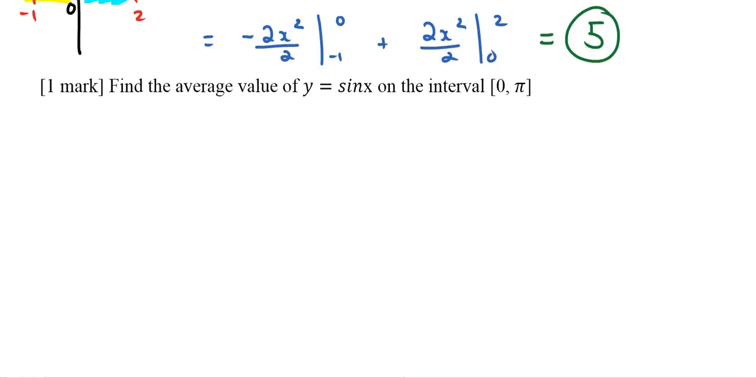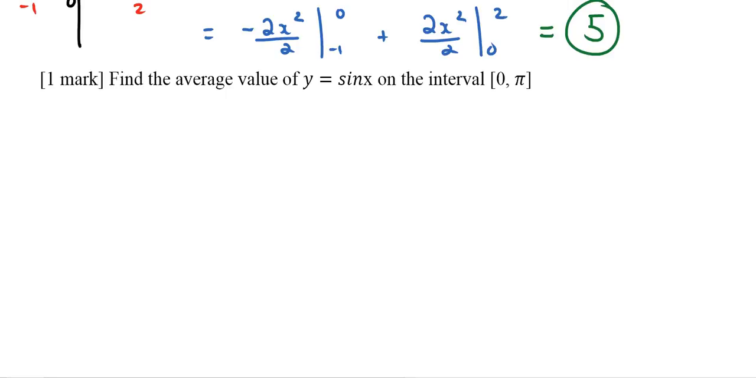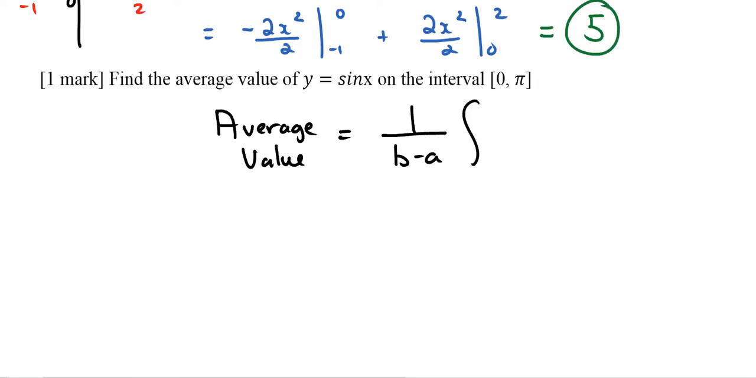Let's move on to the next one. Find the average value of y equals sine x on the interval from 0 to pi. Alright, so make sure you know this for the final exam. The average value can be found using this formula right here, 1 over b minus a, times the integral from a to b of f of x dx.